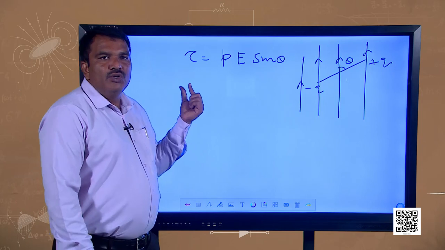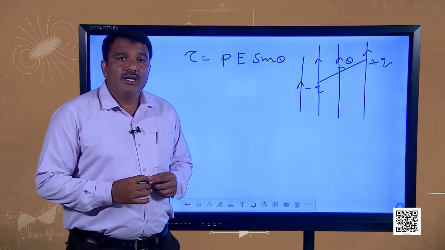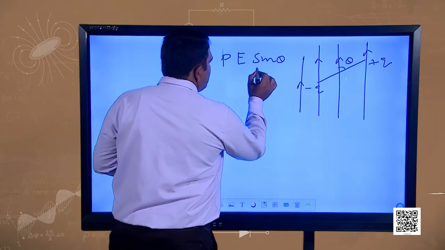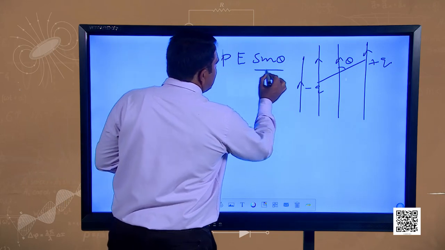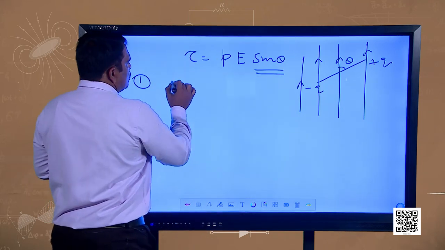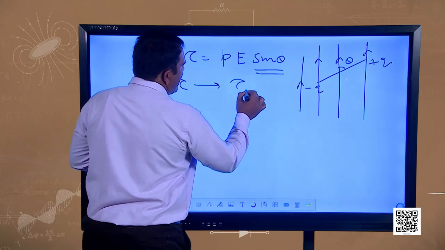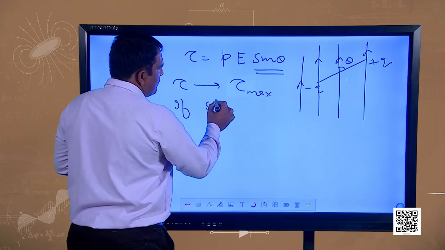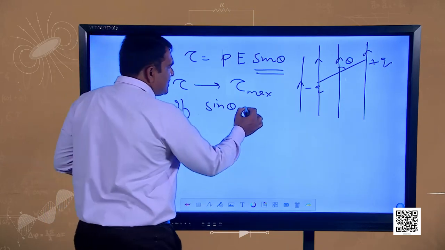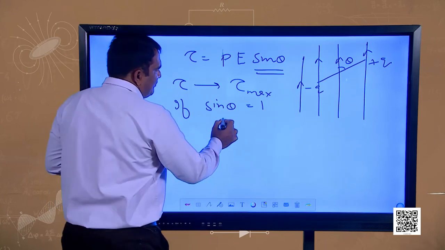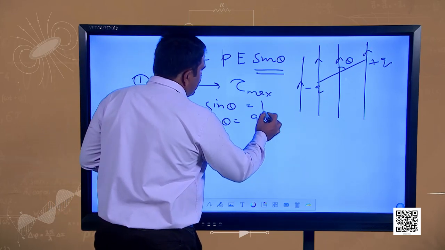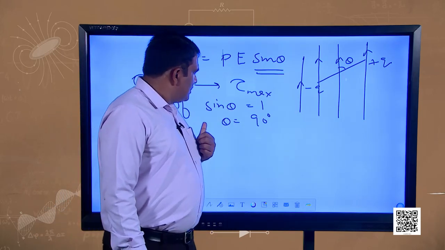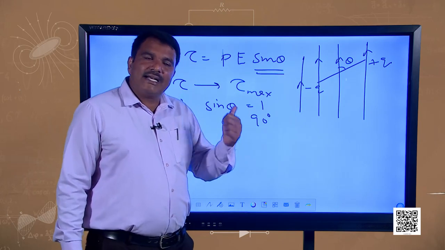Now, you have to find the orientation of the dipole when the torque acting on it is maximum. This torque will be maximum if the value of sine theta is maximum. So, torque will become equal to tau max if sine theta is maximum. And the maximum value of sine theta is 1, which happens only when theta is 90 degrees. Hence, the dipole will experience a maximum torque when it is placed perpendicular to electric field.